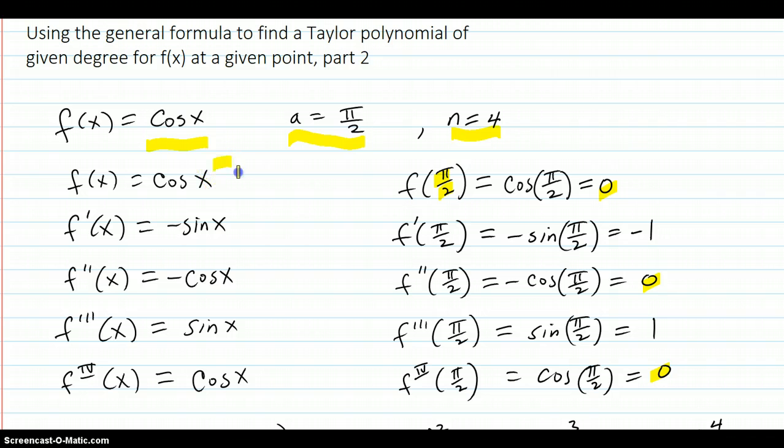So we do our usual derivative sequence. Then we evaluate derivatives at pi over 2, and we get our answers. Now we notice we have a 0, 0, and a 0 here, which means that the terms are skipping every other one, and there seems to be a negative 1 to 1 toggle.